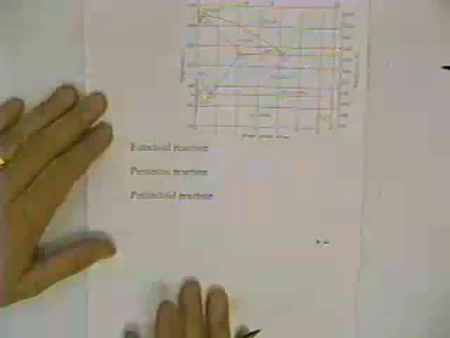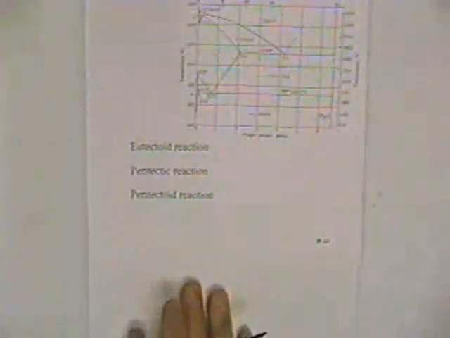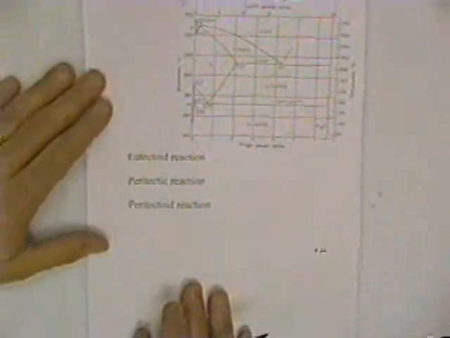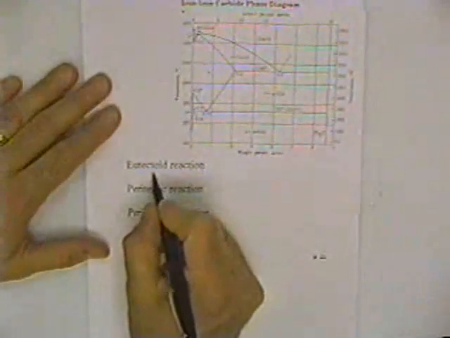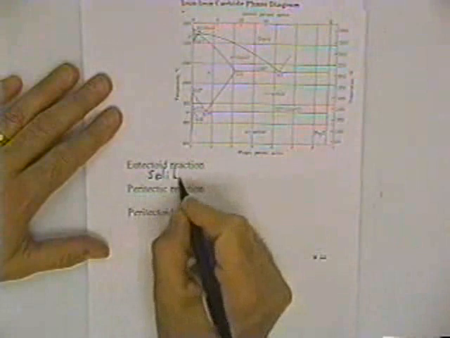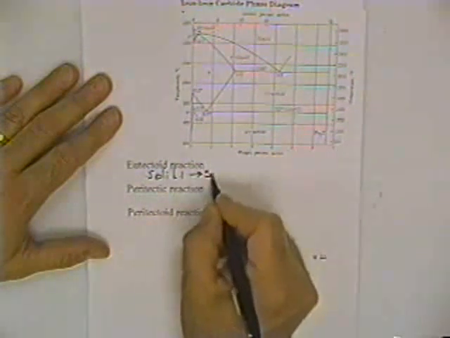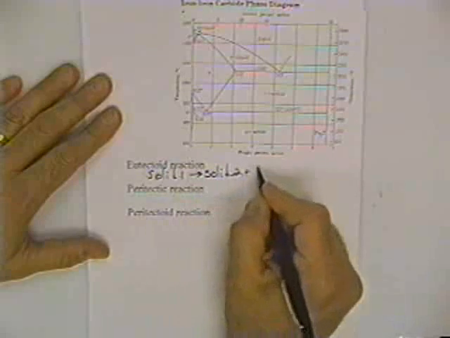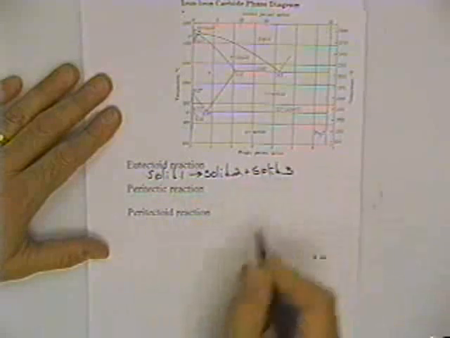Well, I hope that gives you a little bit of an idea how to make some lever rule calculations and how to determine the compositions. Let's go ahead and take a look at the iron-carbon system, because this is probably industrially most important. And there's a couple of additional phase reactions that are useful to know. One is the eutectoid reaction, where you have a solid 1 going to solid 2 plus solid 3.